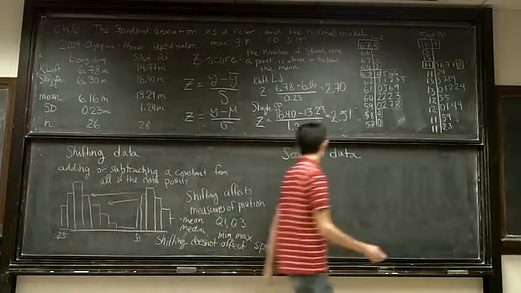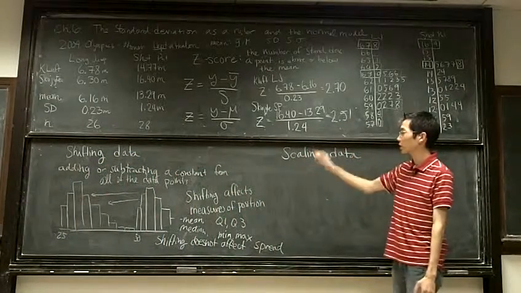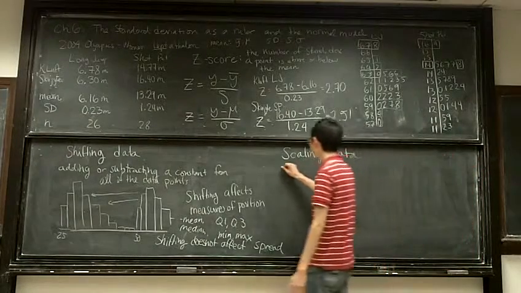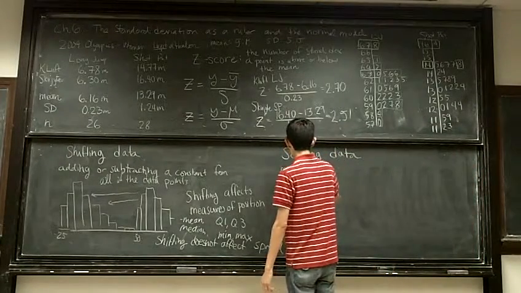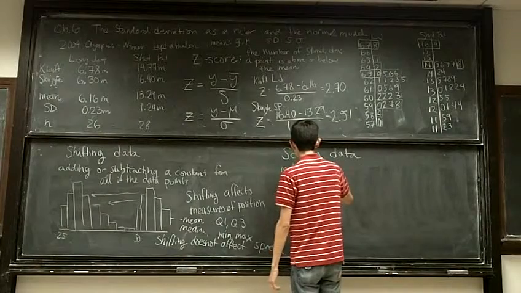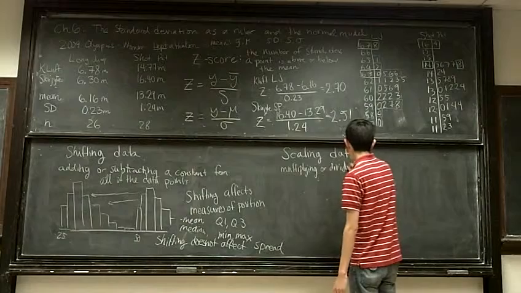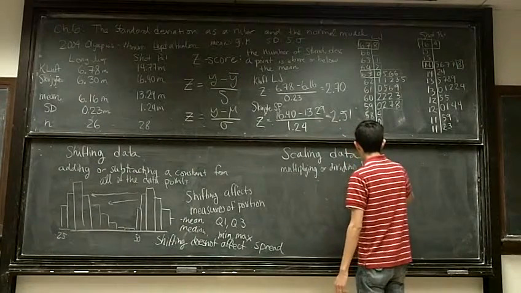Scaling data, on the other hand: shifting is adding or subtracting a constant from all of the data points. Scaling is multiplying or dividing by a constant.